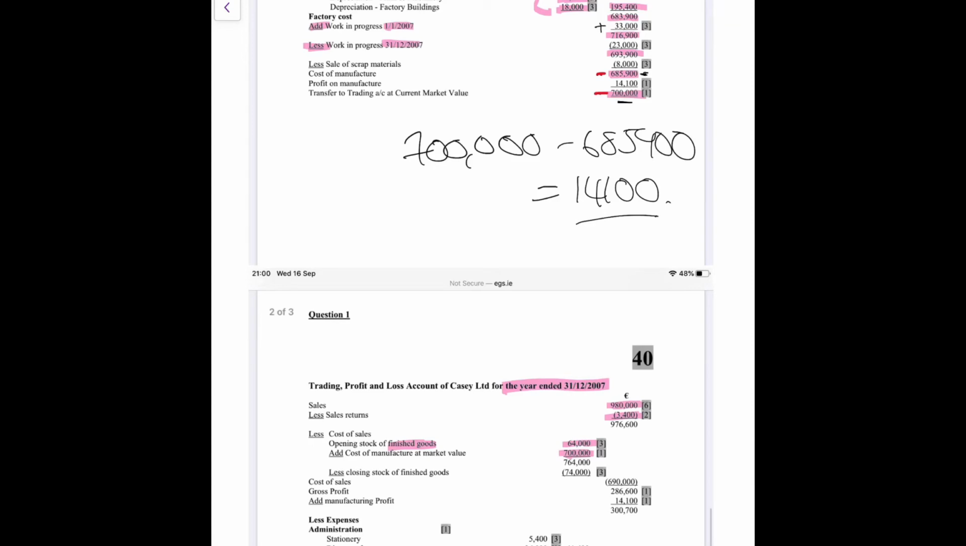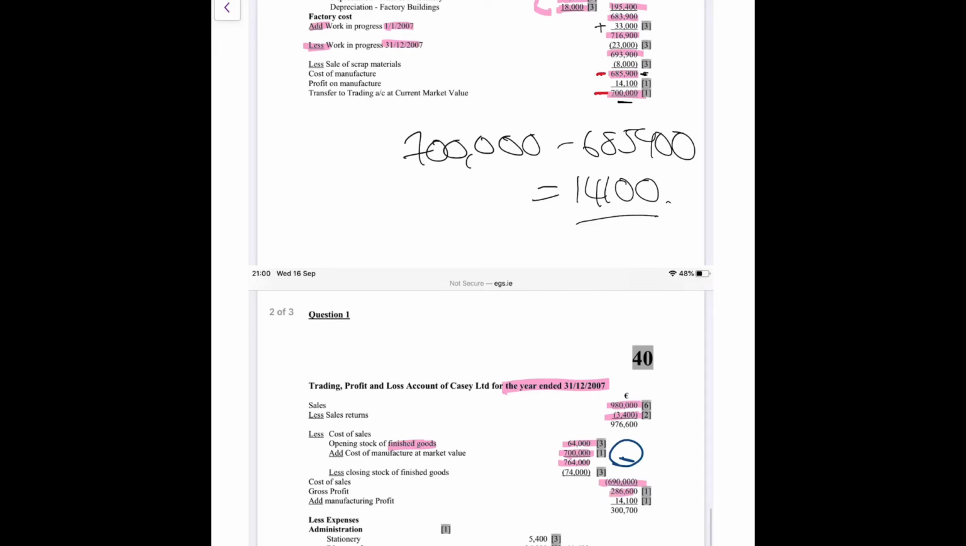Okay, so you're adding your 64,000 plus your 700,000, which gives you 764,000. And you're taking away your closing stock of finished goods of €74,000. That's coming from underneath the trial balance, which means your cost of sales is €690,000, and you're subtracting that from the €976,600. That gives you a gross profit of €286,600. Okay, so that's your gross profit there.